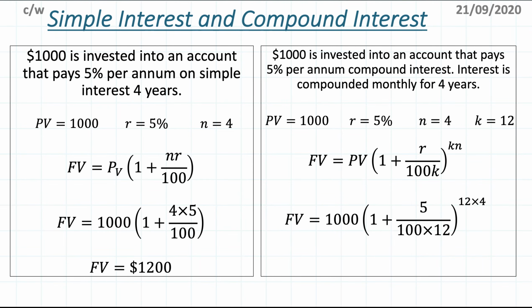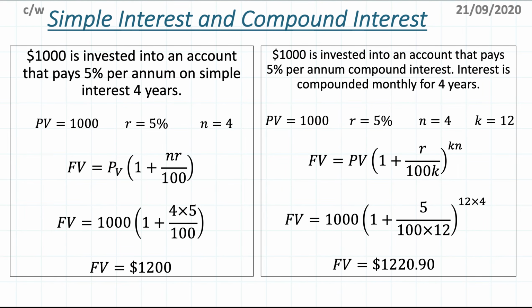inside that bracket, and notice how it's only 5 in the numerator in that fraction, and we're not multiplying by the years. But the bracket is being raised to the power of k times n, so that's 12 times 4. Plug that into the calculator, and you're going to get 1,220.90. That's rounded to 2 decimal places for money purposes.